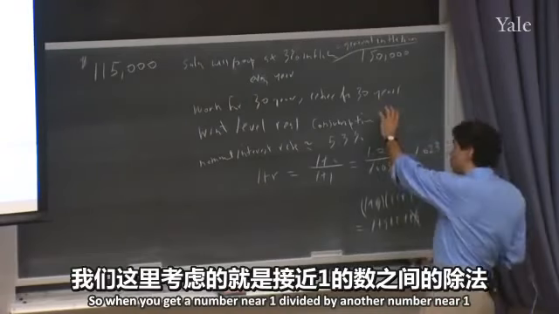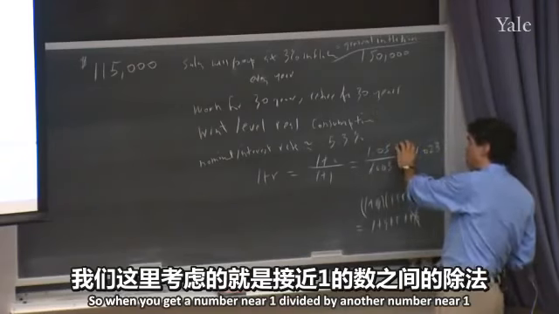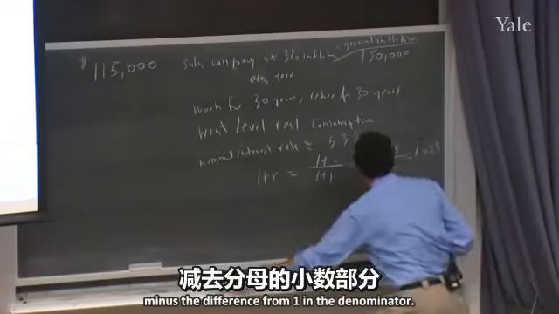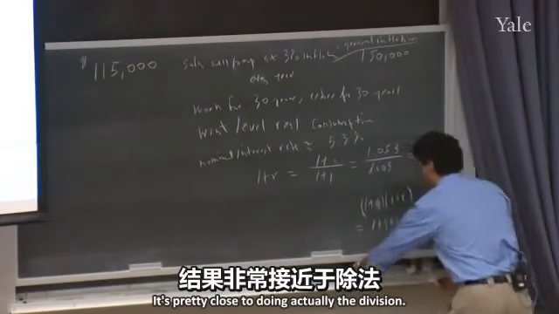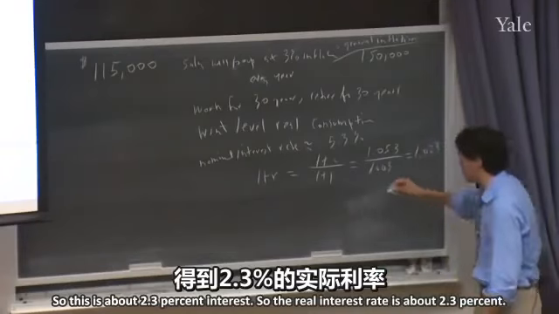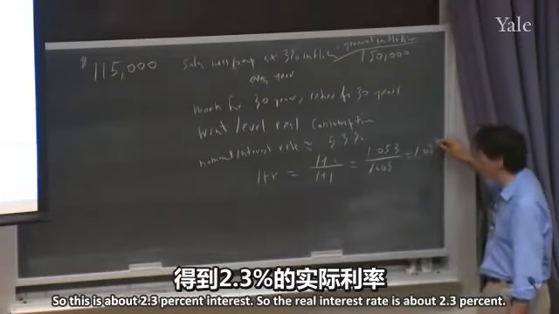So when you get a number near 1 divided by another number near 1, you just take the difference from 1 in the numerator minus the difference from 1 in the denominator. It's pretty close to actually doing the division. So this is about 2.3% interest. The real interest rate is about 2.3%.